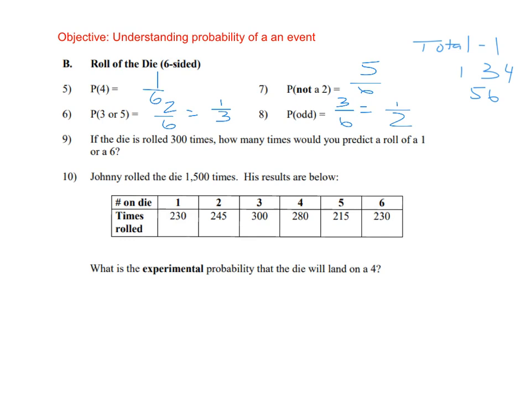If you rolled 300 times, how many would you predict a roll of a 1 or a 6? So a 1 or a 6, that's 2 out of 6, or 1/3, times how many times are we rolling the die? 300. So we would expect 100.